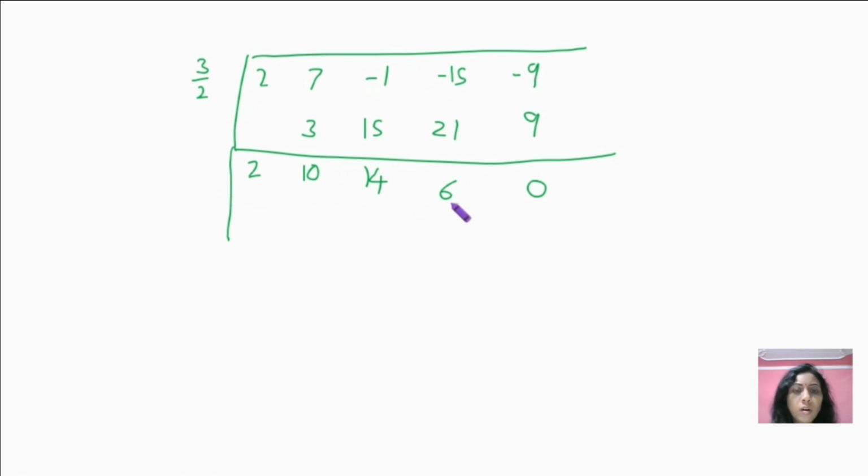And can you see here all entries are positive, so we can say that 3 upon 2 is both a 0 and an upper bound of the 0 of p(x). So we do not need to check any further for positive zeros, because all the remaining candidates are greater than 3 upon 2.